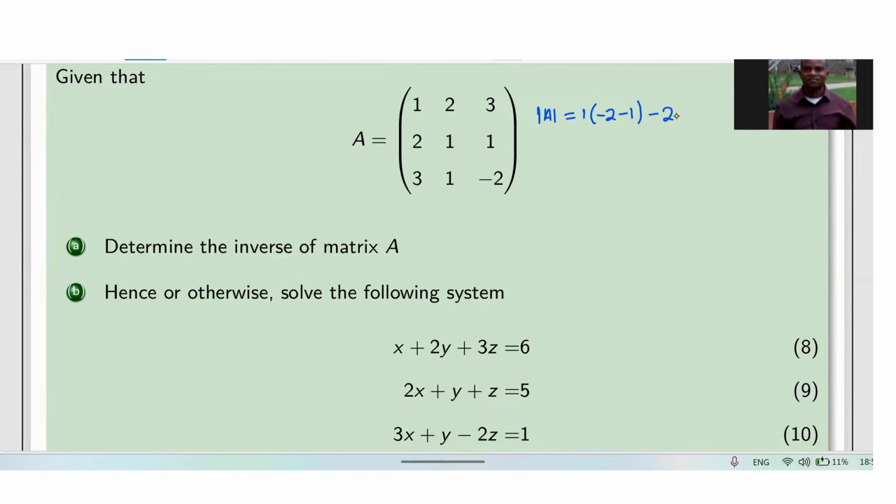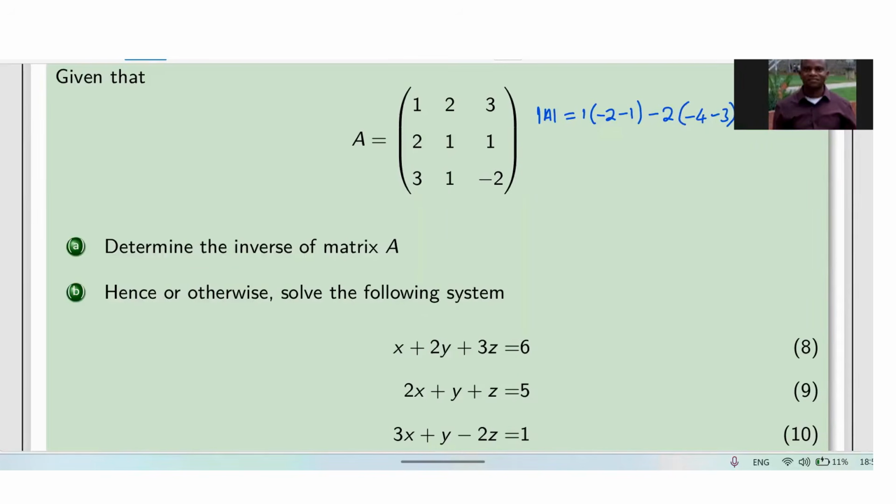Next is negative 2, so let us look at the minor of 2. The minor of 2 is simply 2, 1, 3, negative 2. So if you multiply 2 times negative 2 is negative 4. Minus 3 times 1 is 3, so it's negative 7. So here, what we're going to have is 2 times negative 7, then plus 3.